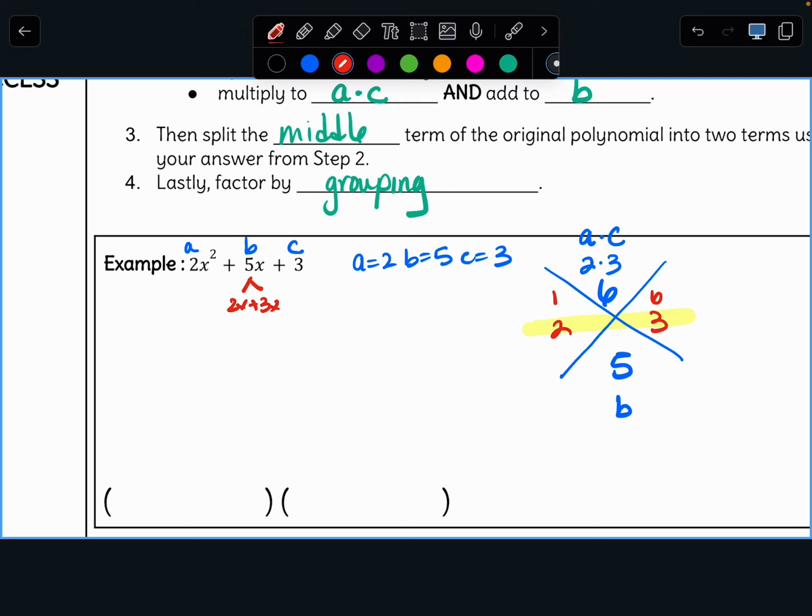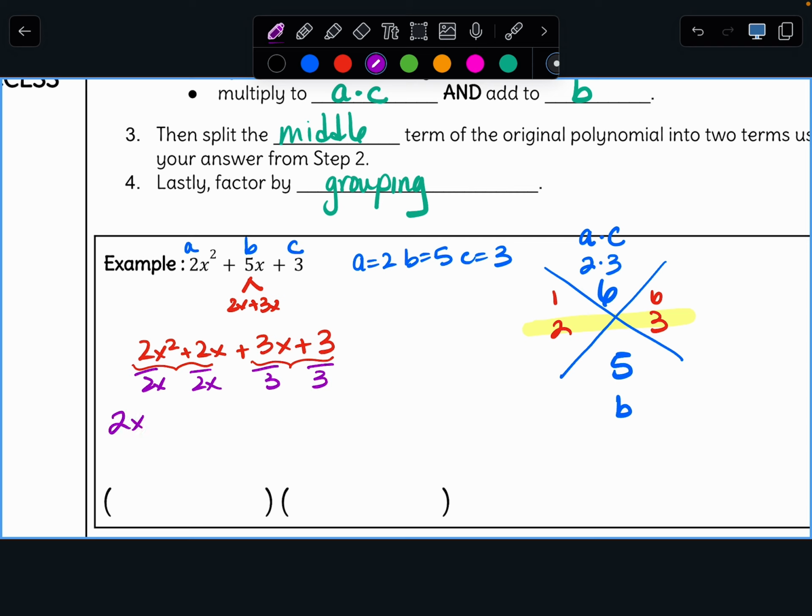So then we rewrite it, 2x squared plus 2x plus 3x plus 3. And now we factor by grouping, meaning that I look at these two terms and I look at these two terms. What can I divide the first set by and the second set by? So the first set I can divide by 2x. And the second set I can divide by 3.